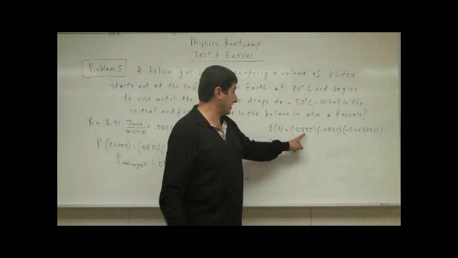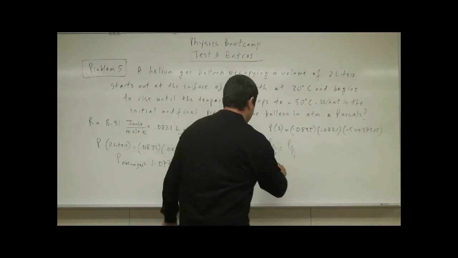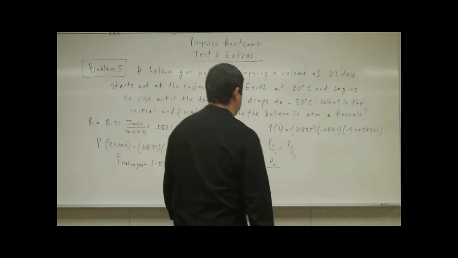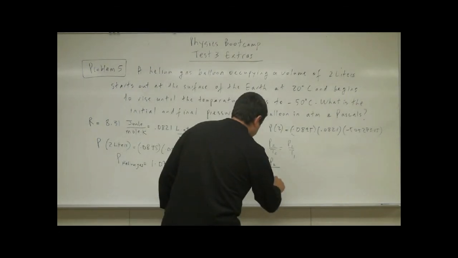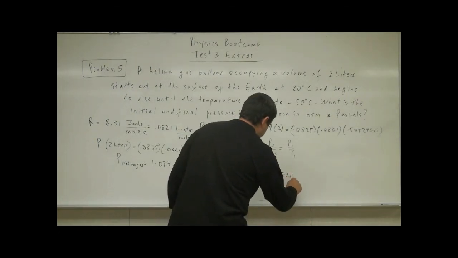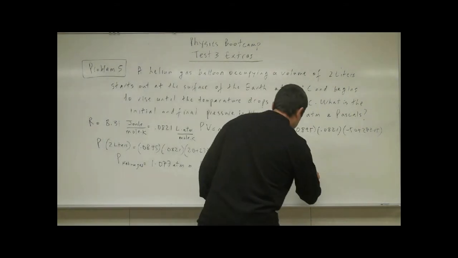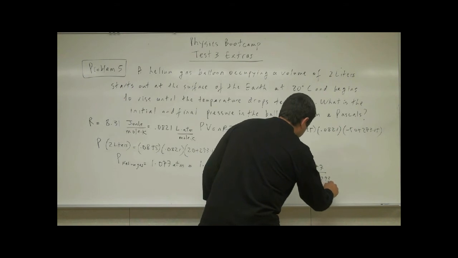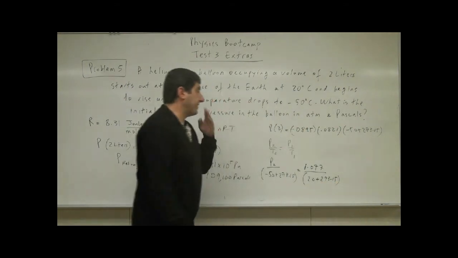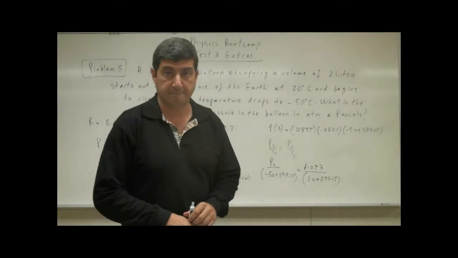We're assuming the number of moles stays the same also. So that means the ratio of the pressure to temperature is constant. So we have P2 divided by what? You have to make sure you convert to Kelvin. Negative 50 plus 273.15 is equal to the initial pressure, which was 1.077, divided by 20 plus 273.15. Now, can you keep the units of the pressure in atmospheres, or does it have to be Pascal?